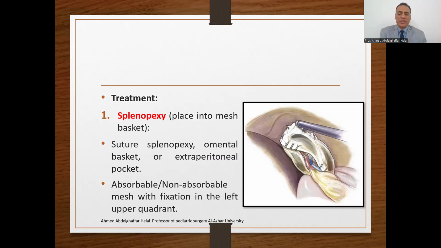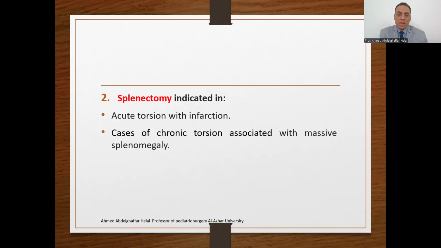Splenopexy, or fixation of the spleen, whether by putting it in a mesh, in an omental basket, or in an extraperitoneal pocket, or suturing the spleen, maybe with absorbable or non-absorbable mesh, to the upper lateral quadrant for fixation. Some cases may need splenectomy for the treatment of the wandering spleen. Especially in acute torsion and infarction, you should perform splenectomy. Cases of chronic torsion associated with massive splenomegaly may be candidates for splenectomy.